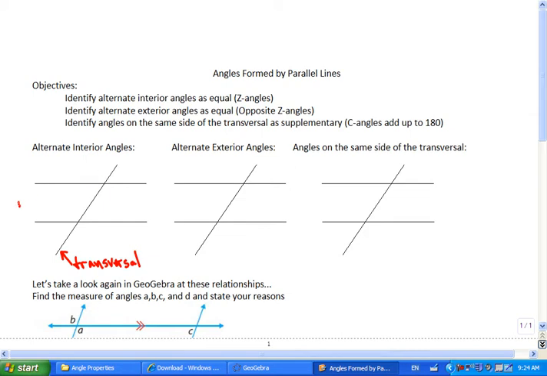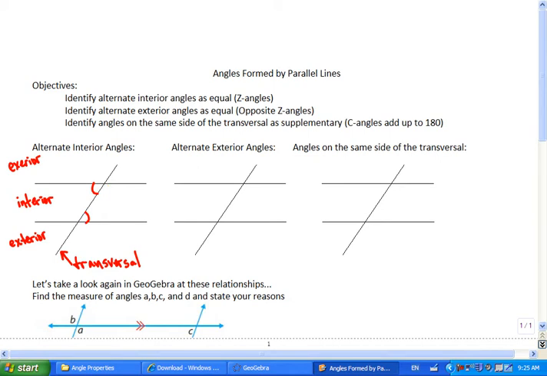And this is the interior, or the inside, and this would be the exterior or the outside. That'll help you understand where this terminology comes from. Now, I'll show you what alternate interior angles look like. For example, these are alternate interior angles.